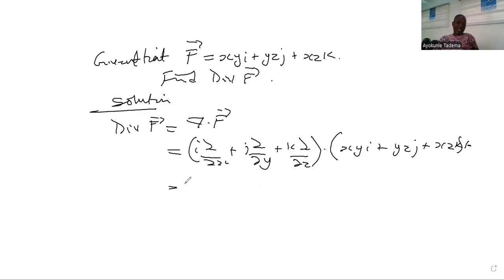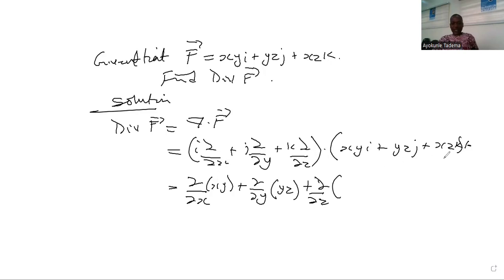Like I said, this is all multiplied by this. We have ∂/∂x of xy, plus ∂/∂y of yz, plus ∂/∂z of xz. Now, differentiate this with respect to x. You only differentiate x, and when you differentiate x it is 1. 1 multiplied by y, we have y. Plus, differentiate this with respect to y. You only differentiate y, and when you differentiate y it is 1. We have z.